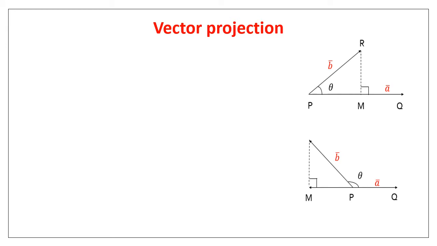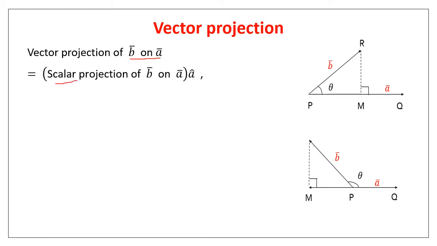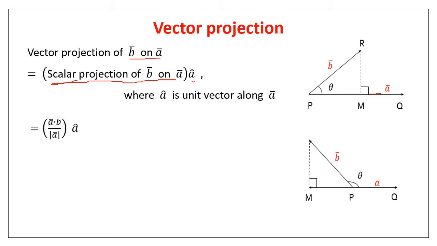Vector projection. Vector projection of B bar on A bar. Look at the diagram student. Which equals the scalar projection of B bar on A bar into A cap, where A cap is the unit vector along A bar. We know the scalar projection of B bar on A bar equals A bar dot B bar upon mod of A bar, into A cap.